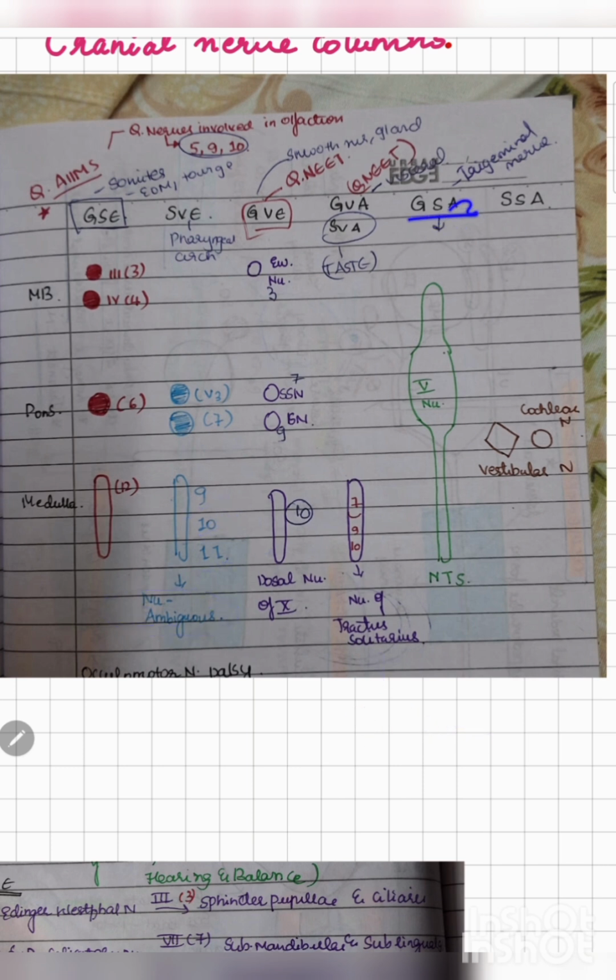Okay. Next one is about GSA, that is general somatic afferent. Soma means body wall, right? And general sensations include pain, temperature and proprioception. So this is carried by the trigeminal nerve, right?